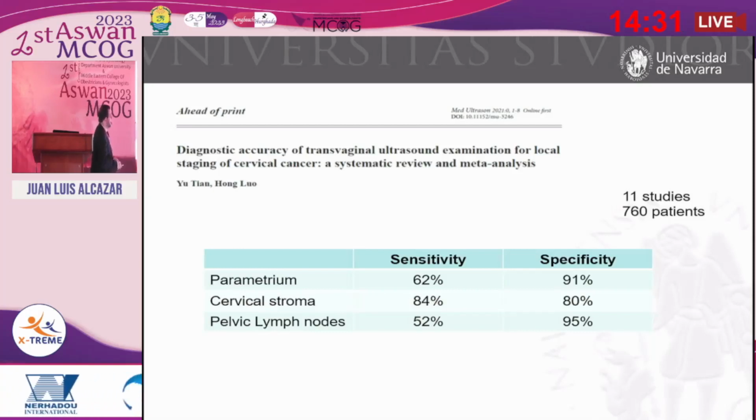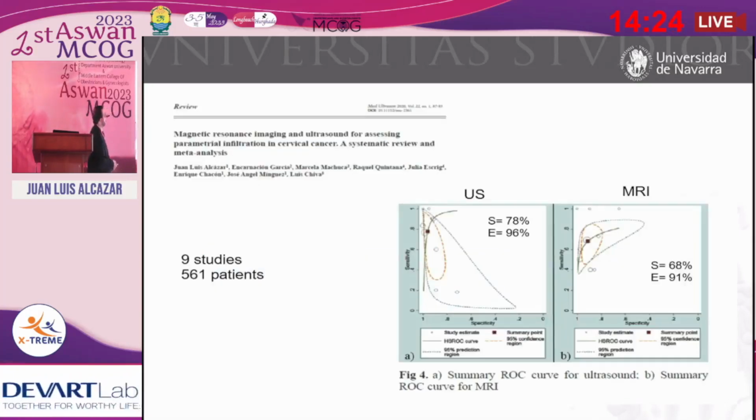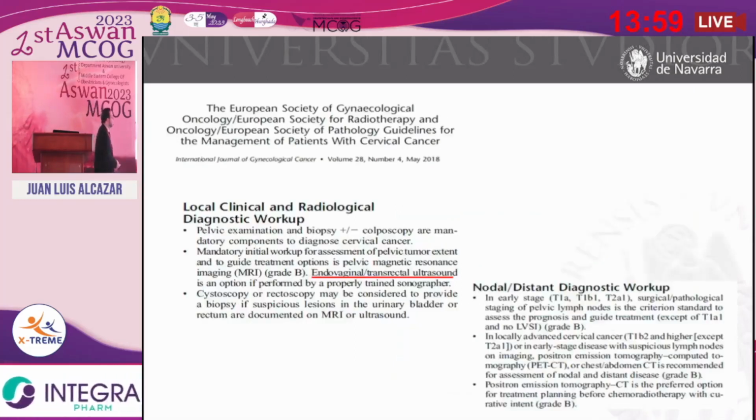But again, the question was, okay, but do we still need MRI for this? And then we performed a new meta-analysis, 9 studies, close to 600 patients, comparing ultrasound and MRI to detect parametrial infiltration. And here again, ultrasound performs absolutely similarly to MRI. So ultrasound could replace MRI for detecting parametrial infiltration.